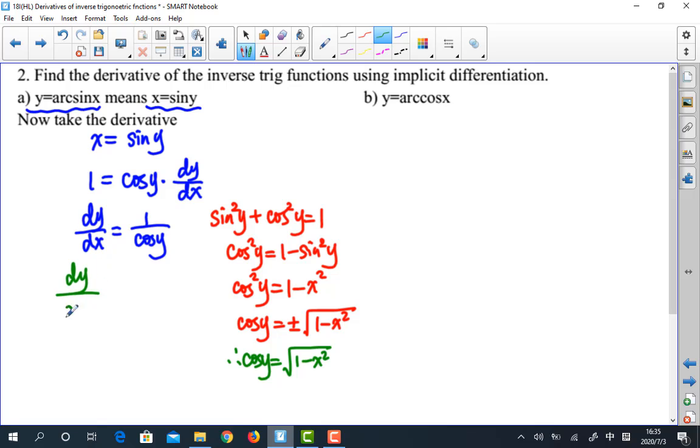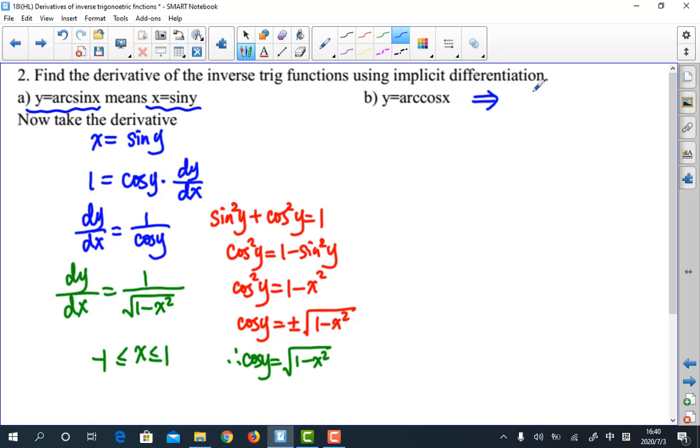Therefore, dy over dx, which is the differentiation of arcsine x, equals 1 over square root of 1 minus x squared. Of course, x should be between negative 1 and 1 inclusive, which is consistent with the domain of arcsine x. Like the first one we did, we can derive the differentiation of arccosine x using the same idea. So y equals arccosine x.